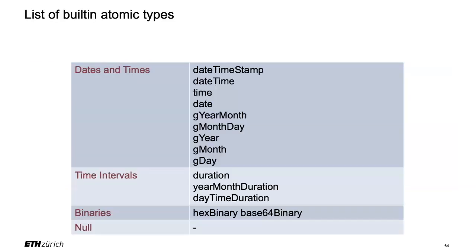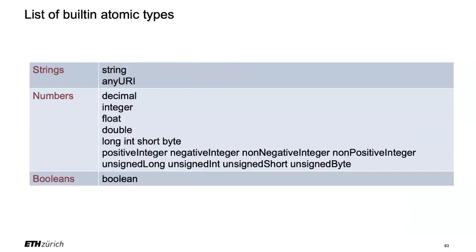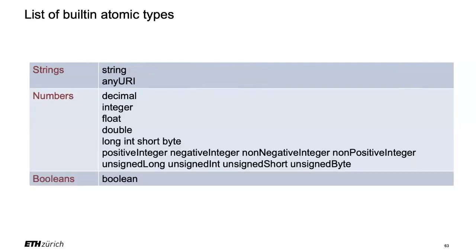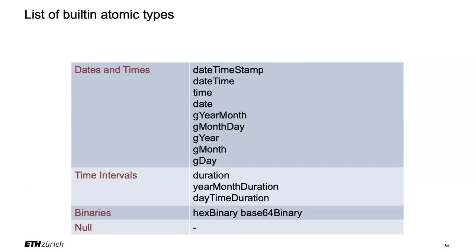Okay. So you see, it's a huge menu here. It's all standardized by the W3C, and they are all available. And the list depends on the schema technology you're going to use, right? JSON schema has a much shorter list, for example.